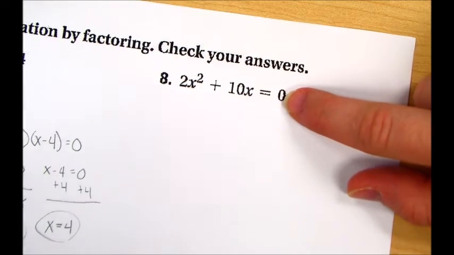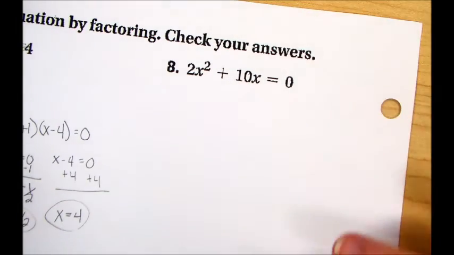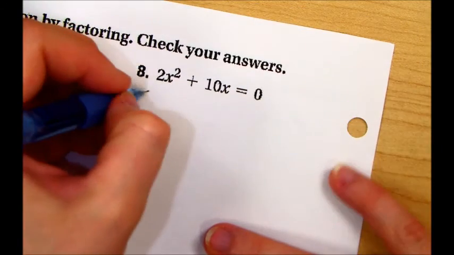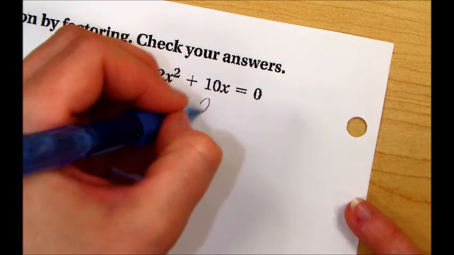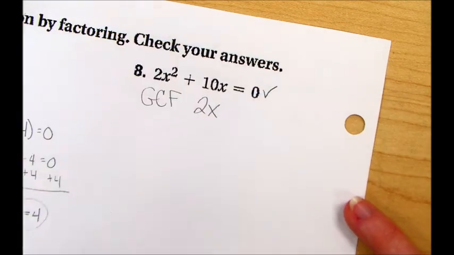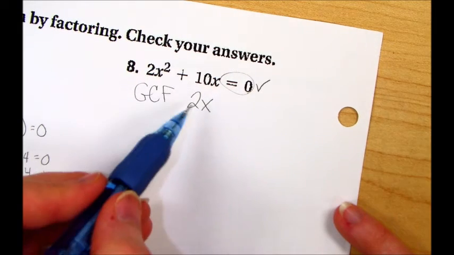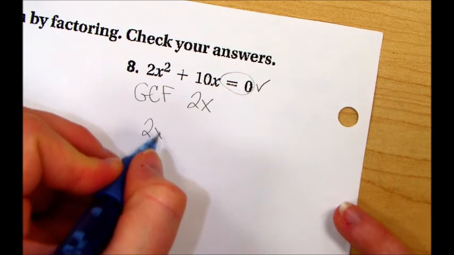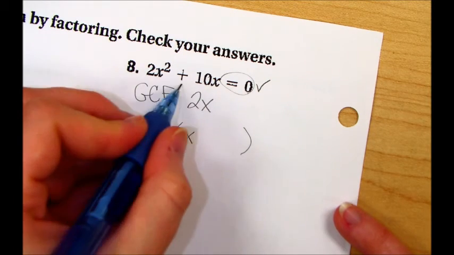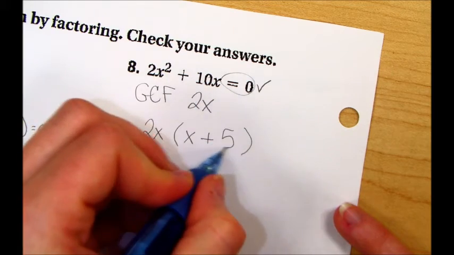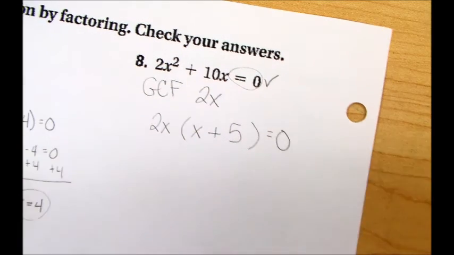Number 8. We have to set it equal to 0, which we do. This is a very special problem. Please notice that this problem does have a GCF. That always needs to be your first step. It is a 2 and an x. Yes, it was set equal to 0. That's important to note, that it should be set equal to 0. Let's pull out a 2x. Dividing by 2 and by x, we'll be left with an x. Dividing by 2 and by x, we'll be left with a 5. So you divide each term by 2 and by x.